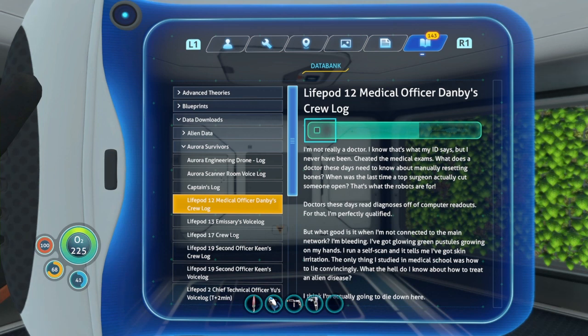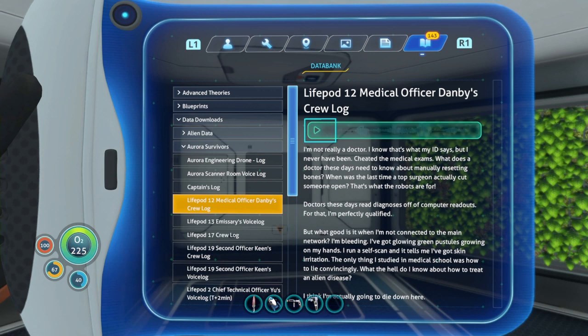I'm bleeding. I've got glowing green pustules growing on my hands. I run a self-scan and it tells me I've got skin irritation. The only thing I studied in medical school was how to lie convincingly. What the hell do I know about how to treat an alien disease? I think I'm actually going to die down here.